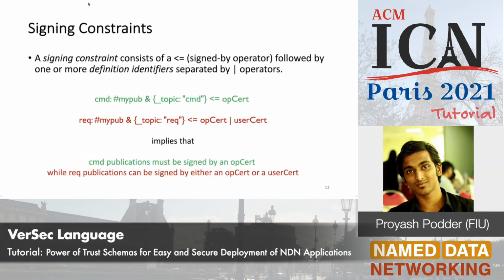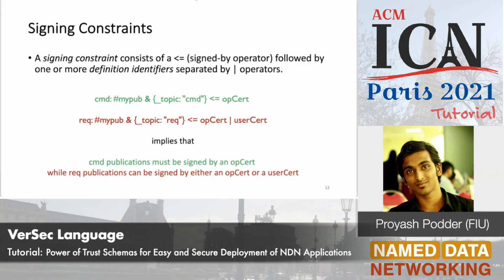An expression can also have a signing constraint. A signing constraint basically defines who can sign what type of messages. The syntax is simple. We have a sign by operator, and it can be followed by one definition, one identifier, or multiple identifiers separated by the or operator.